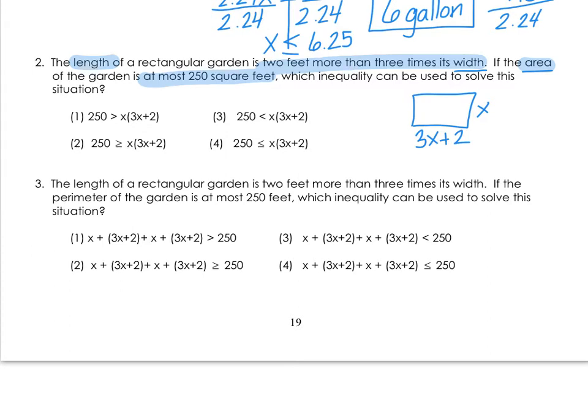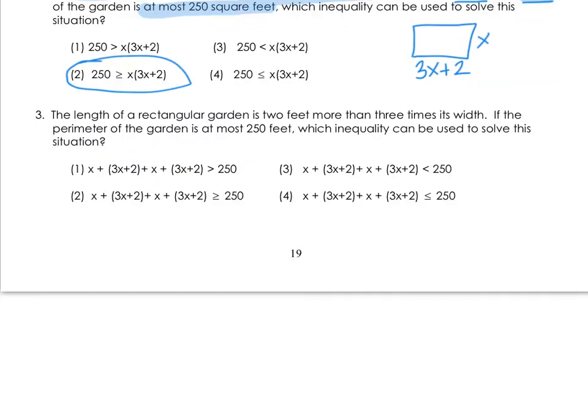than that. So that is represented by choice 2 here, because choice 2 shows that the 250 is greater than or equal to the x times 3x plus 2. This is the area. It's less than or equal to the 250. Okay, let's try another one.